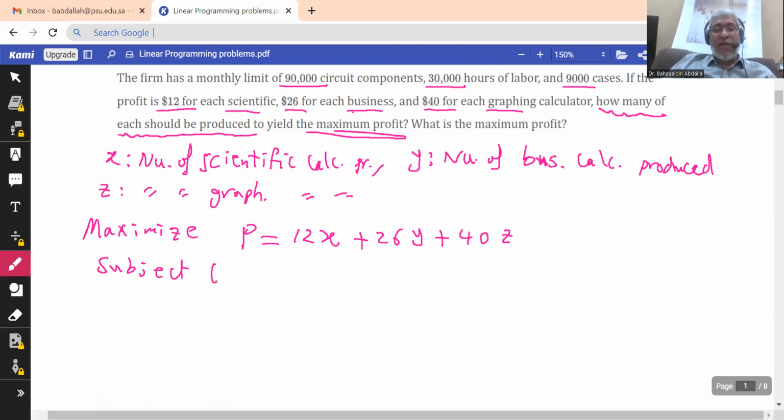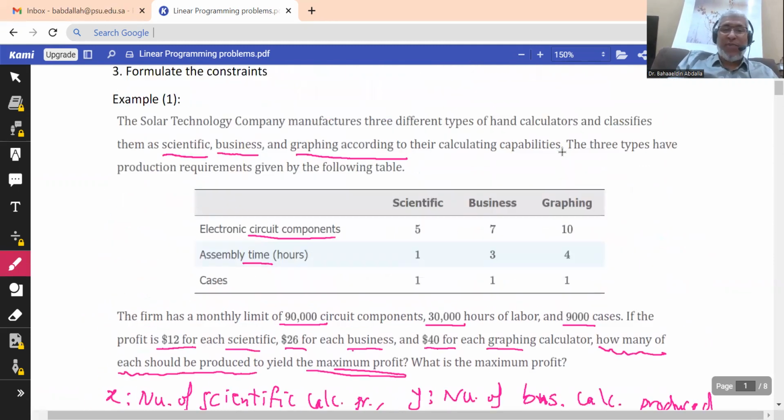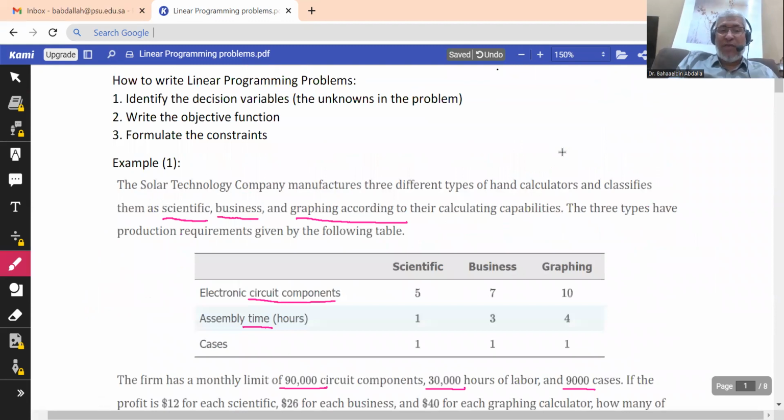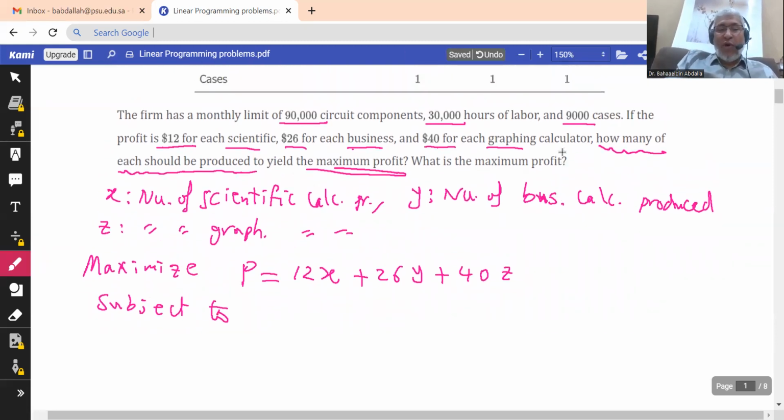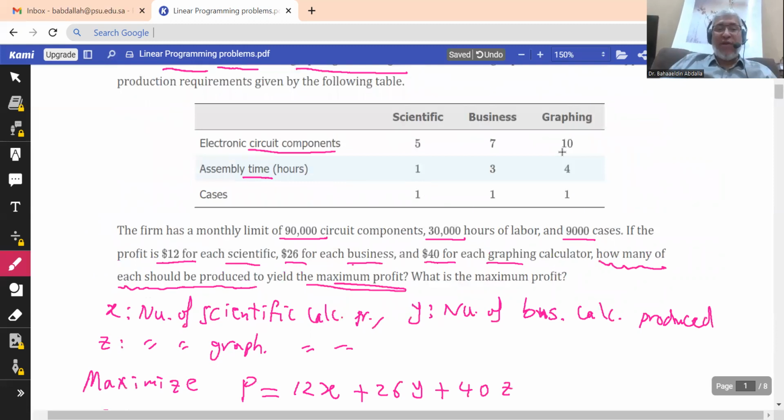And now the constraints, the third step, formulate the constraints. So subject to, and I put the constraints. Now, where are the constraints? I have 3 constraints, one for circuit components. I know that the number of circuit components are limited to 90,000.